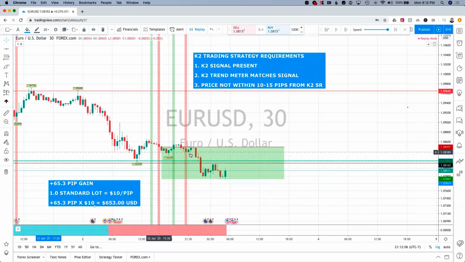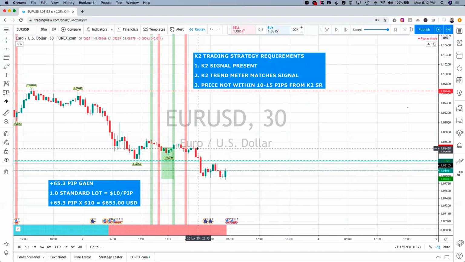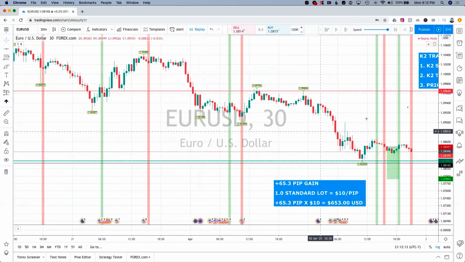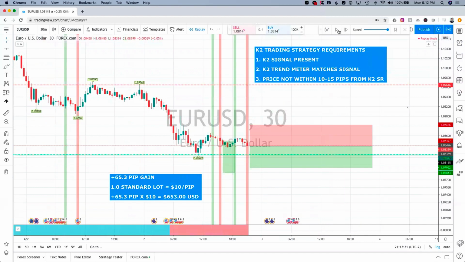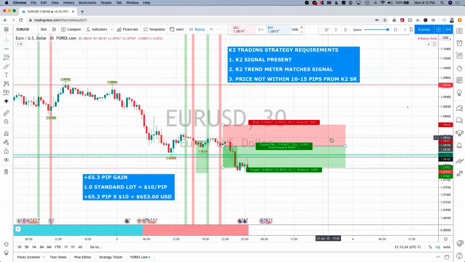So this was a valid entry right there. There was another valid entry right here as well. So if you saw that, you could have entered 2 positions. So you still have this one running. You could have also entered this one. And then obviously that hit profit target too.